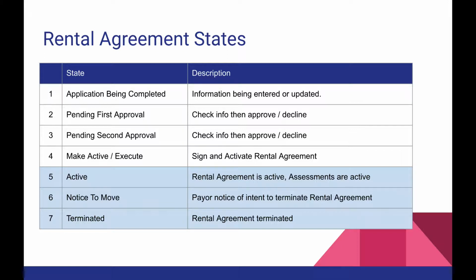A couple of final points on this before we jump into the program. States 1 through 4 apply only to reference number versions of a rental agreement. And recall that a reference number version is one that's in a temporary holding area. It's not active. None of the assessments are being assessed against the payers or anything. It's just in a holding area. States 5 and 6 mean that assessments are active and payers are actively being charged for the rental items.